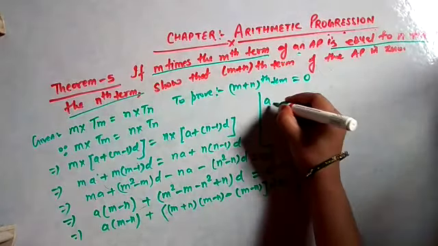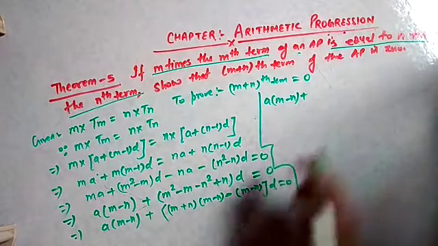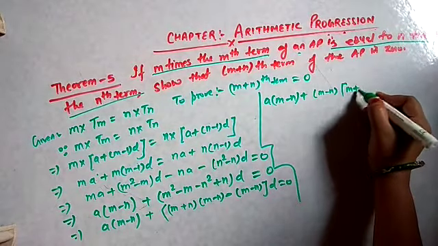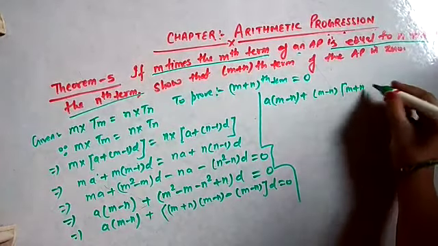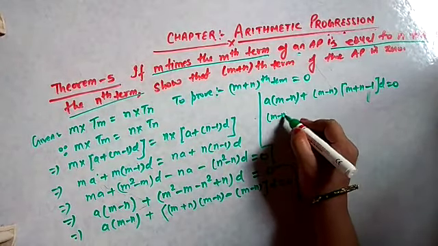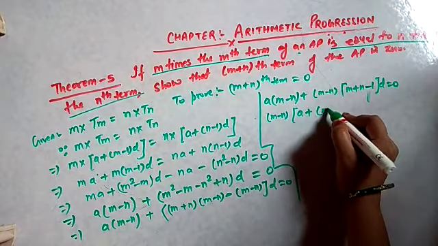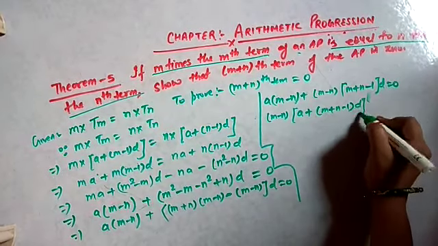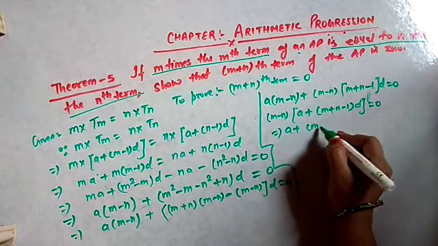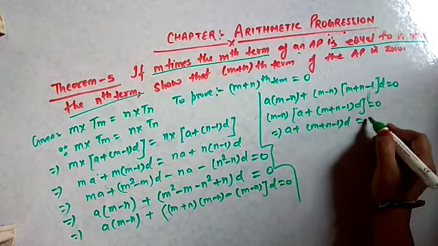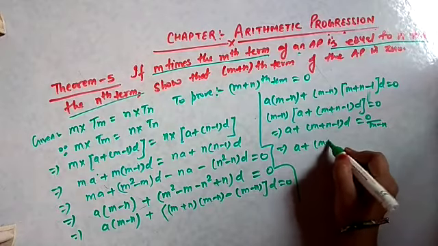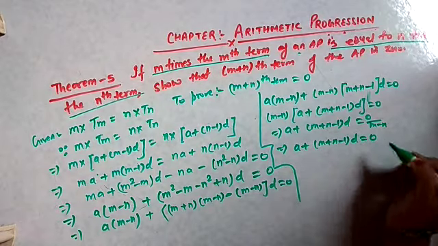Now see, a into (m minus n) plus, from these two we can take (m minus n) common, so it will remain with (m plus n minus 1) into d equals 0. Now from these two we can take (m minus n) common, so (a plus (m plus n minus 1) into d) into (m minus n) equals 0. Now we can send this to the other side, so a plus (m plus n minus 1) into d equals 0 by (m minus n).